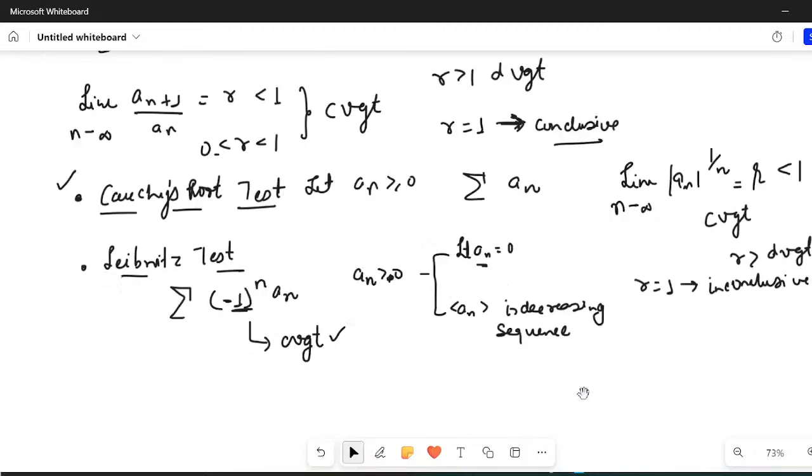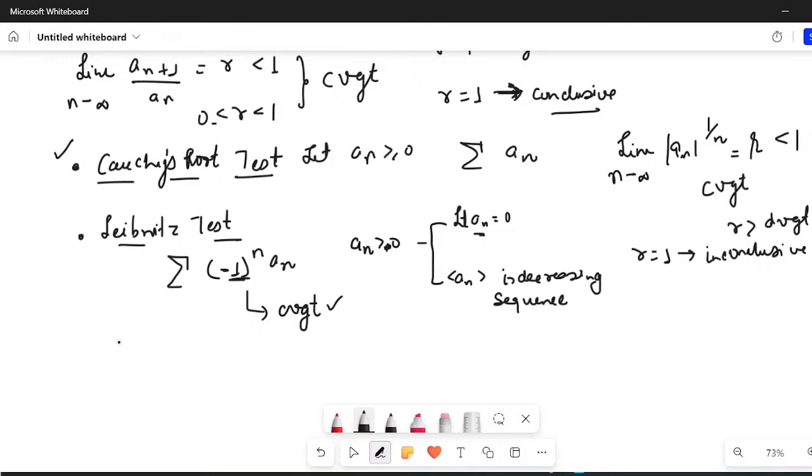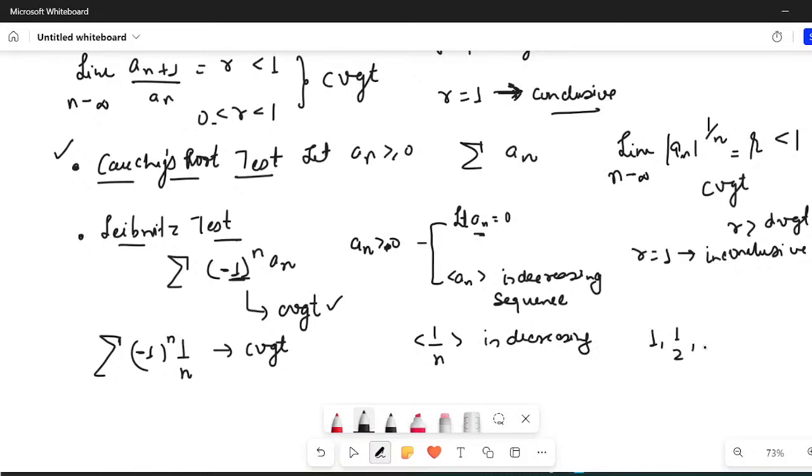One of the most important examples is minus 1 raised to power n times 1 upon n. This particular series is convergent. Why? Because 1 upon n is a decreasing sequence. You can check it yourself. The terms would be 1, 1 by 2, 1 by 3, 1 by 4, and limit of 1 upon n is going towards 0. So clearly both of the conditions qualify. If this is the case, then the series is convergent, and this is what you refer to as the Leibniz test.